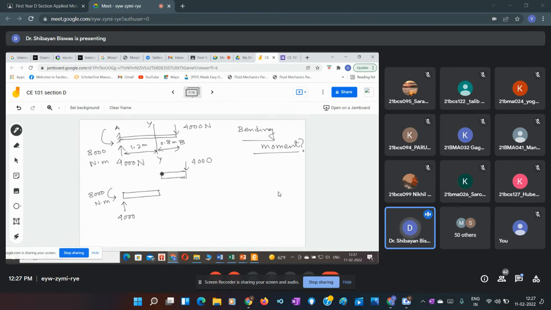If we think that we are standing here, this 4000 will have a clockwise moment at this section YY. So this will create a moment of 4000 into 0.8, that is 3200 Newton meter, clockwise. So for this right part to be in equilibrium, a reactive moment should act equal and opposite in direction, that is, 3200 Newton meter, but anti-clockwise.